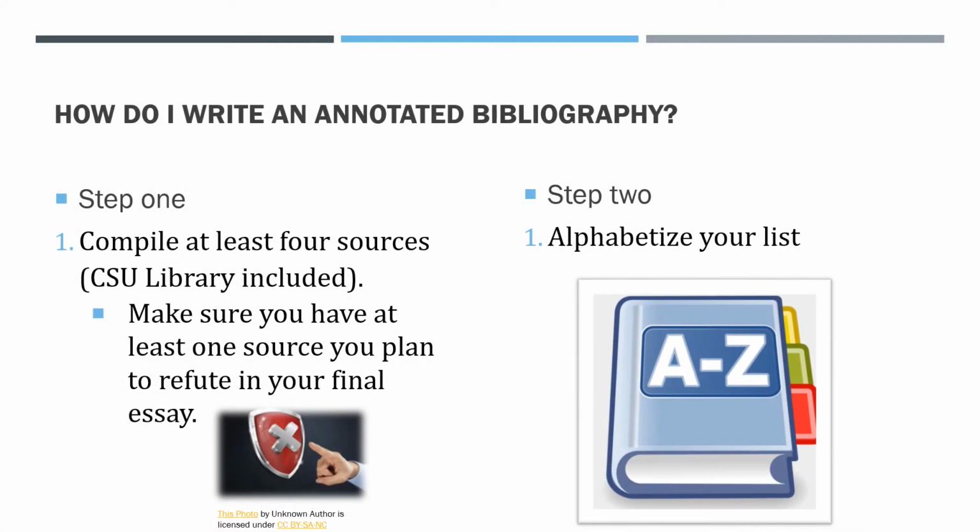How do you write this thing? There's a few steps. Step 1, compile at least 4 sources for this assignment. You'll probably have more for your research paper. Hopefully you will. But for now, we'll need at least 4. Make sure you include CSU Library in these sources. There's not really a minimum, but you have to have a CSU source.